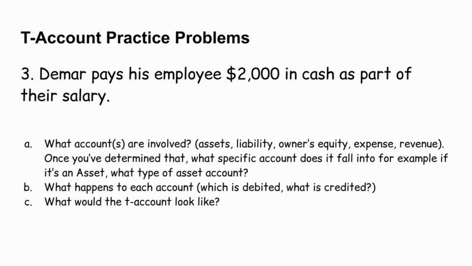Moving on to number 3, Damar pays his employee $2,000 cash as a part of their salary at the end of the week. What accounts are involved here? We know cash is involved, so we have an asset again, but it's going down as the result of the cost of being in business, which is also an expense. So here in this problem, we have cash and an expense involved.